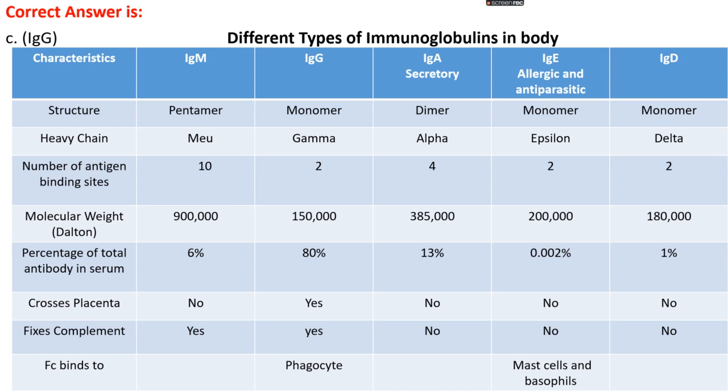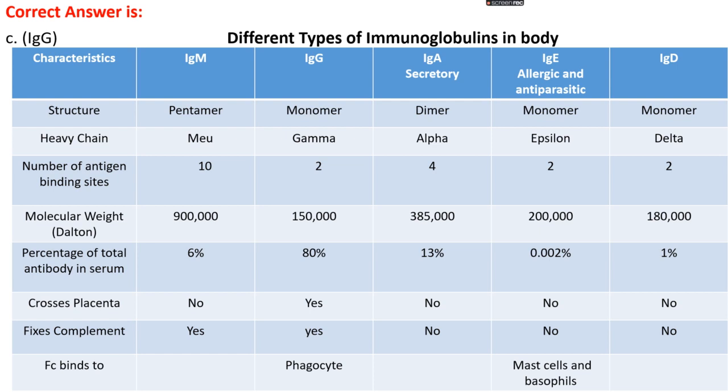Let's see the structure. If we see the structure, then IgM is a pentamer, IgG is a monomer, IgA is a dimer, and IgE and IgD are also monomers. The antigen binding sites are double compared to the structure for a pentamer, so the number of antigen binding sites for IgM is 10. For IgG it is 2, IgA is 4, and IgE and IgD have 2 antigen binding sites.